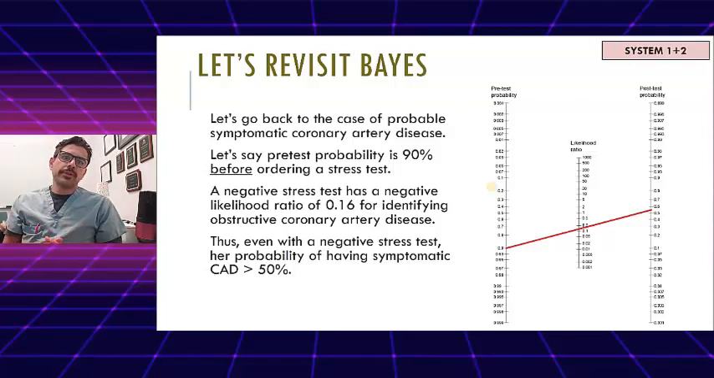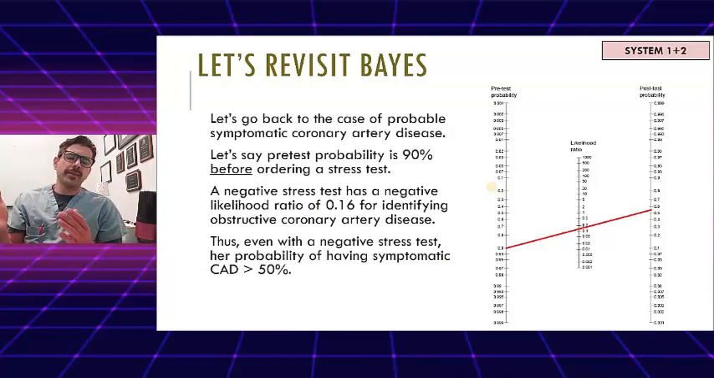Well, even with a nuclear stress test, that's a really good test, but a negative stress test has a negative likelihood ratio of 0.16 for identifying obstructive coronary artery disease. So I've drawn a Fagan's nomogram over here. Even if I get a negative stress test at that negative likelihood ratio, her probability of having symptomatic coronary artery disease is still 50% with a negative test.